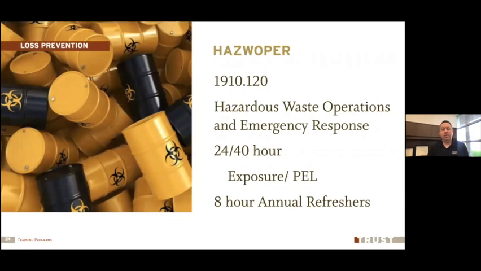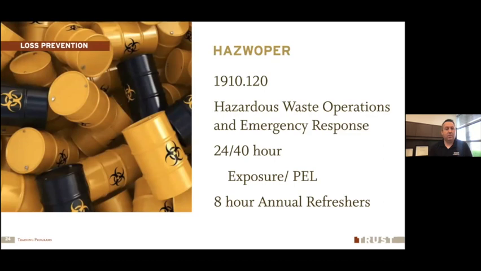HAZWOPER is another one. What this stands for is Hazardous Waste Operations and Emergency Response. So employees that are working with hazardous waste, they need to be trained. There's a requirement for that. And there's a couple of options for that. There's a 24-hour training requirement and a 40-hour training requirement.